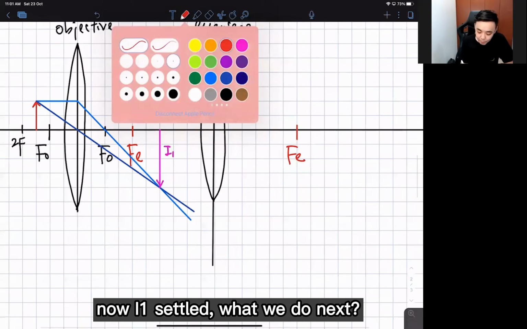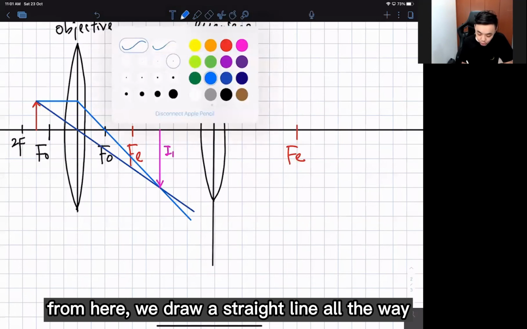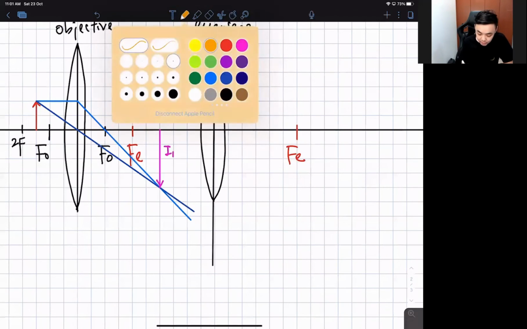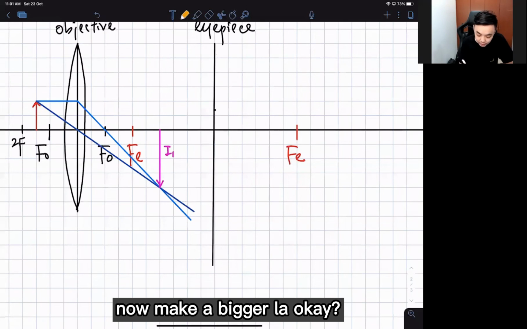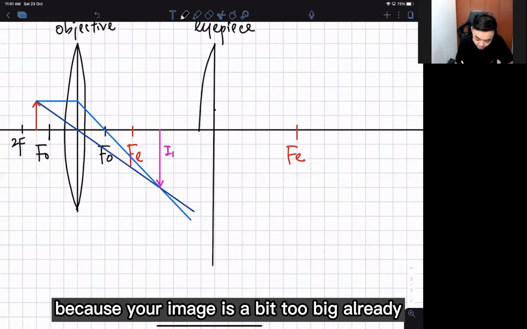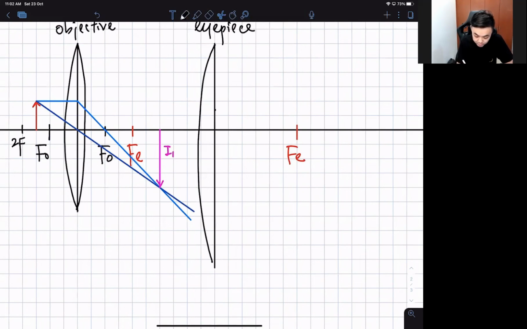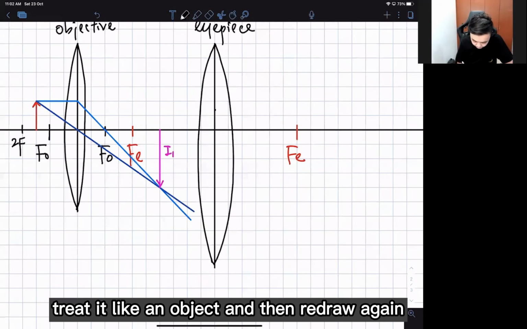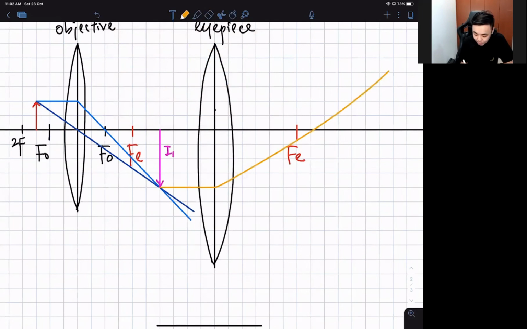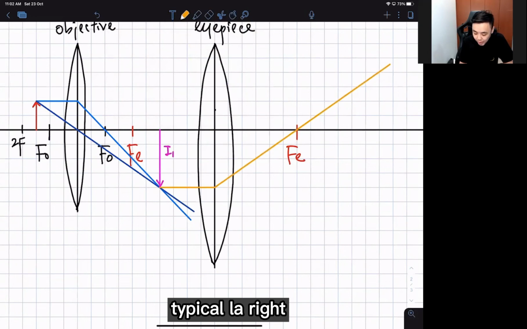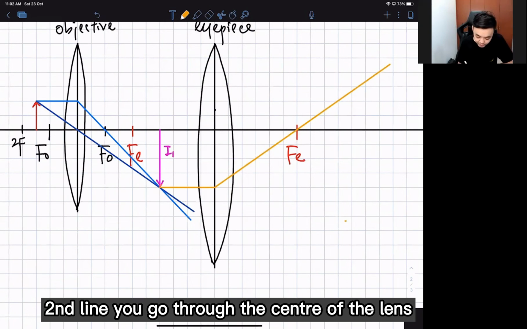Now, I1 settled. What do we do next? Simple. From here, we draw a straight line all the way. You treat this as an object and then draw again. Now, make it bigger, because your image is a bit too big already. Treat it like an object and then redraw again. So from here, I1, go straight all the way and then aim to your focal point. Typical, converging lens, go straight, go to F. Second line, you go through the center of the lens.